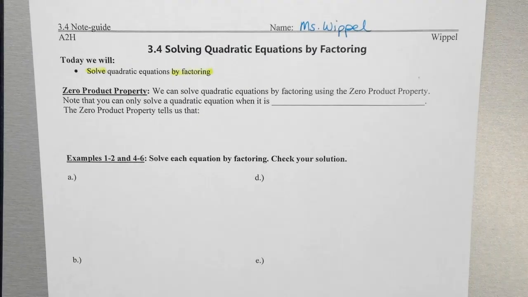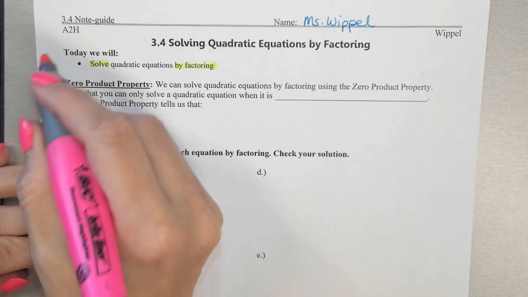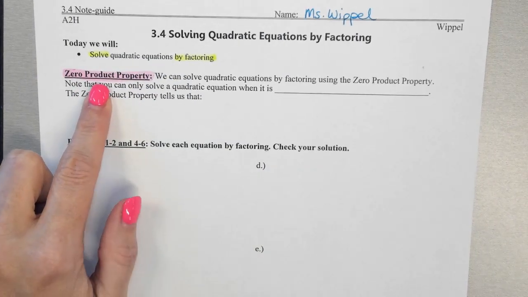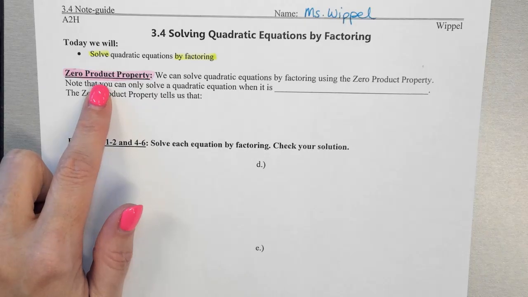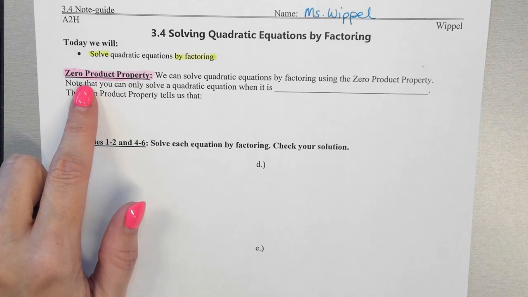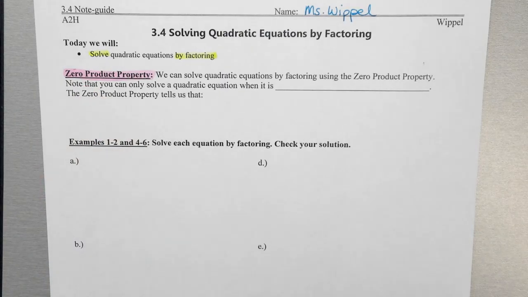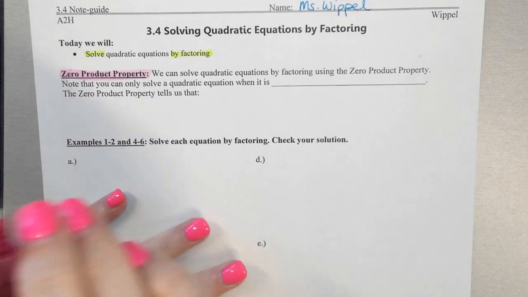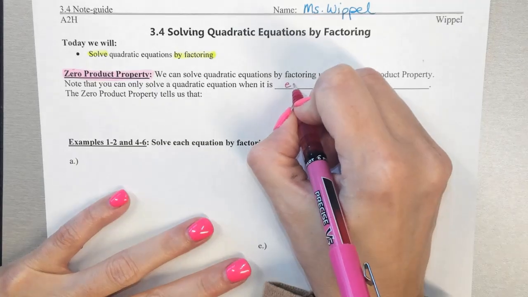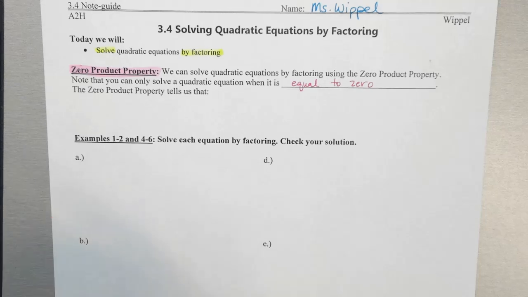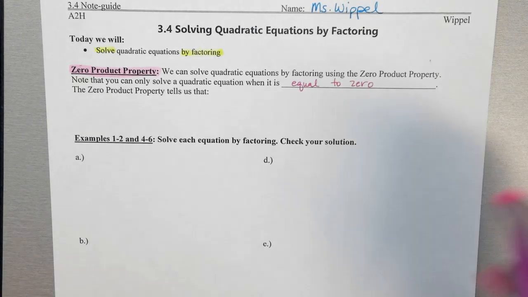In order to solve by factoring, we use this special property. It's called the zero product property. Product means you multiply, right? So this is what it's based on. If you multiply two numbers together and it's equal to 0, you know that one of those has to be equal to 0. So you can only solve a quadratic equation when it is equal to 0. If it's not, you move everything over so that it is.